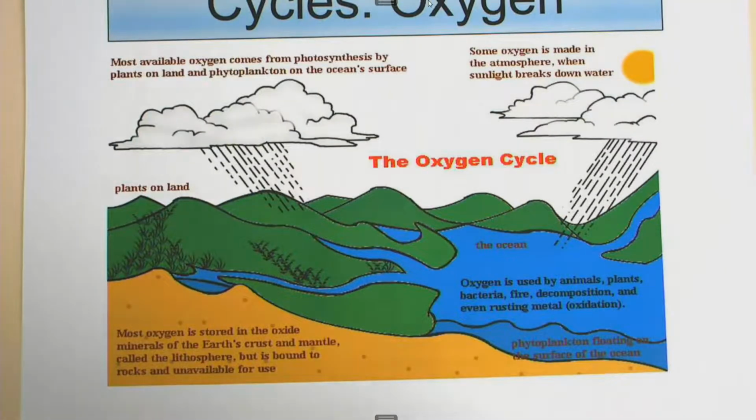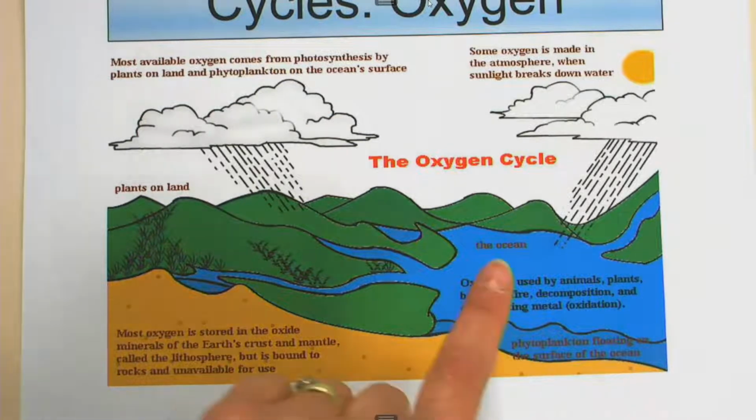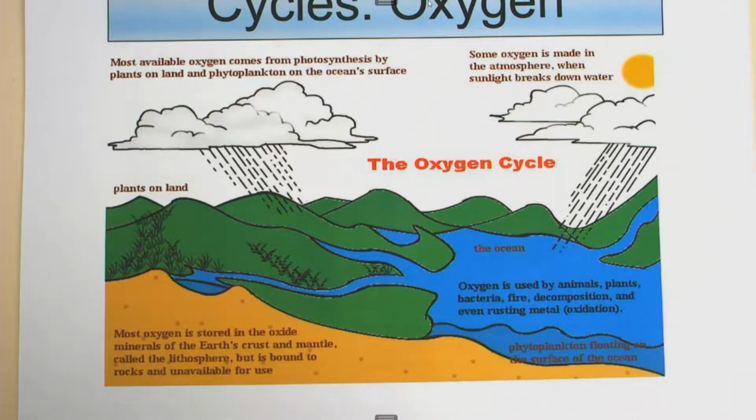All right, oxygen cycle, you know that as well. Oxygen is available in the atmosphere. We use it, plants absorb it. We can get oxygen inside the water. It's stored in some types of minerals.